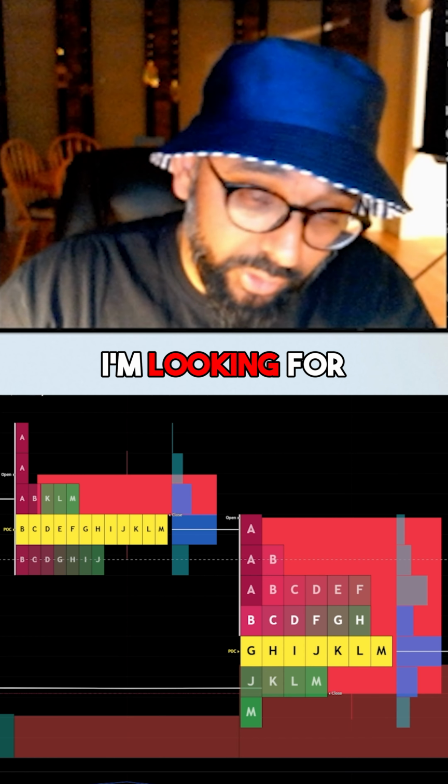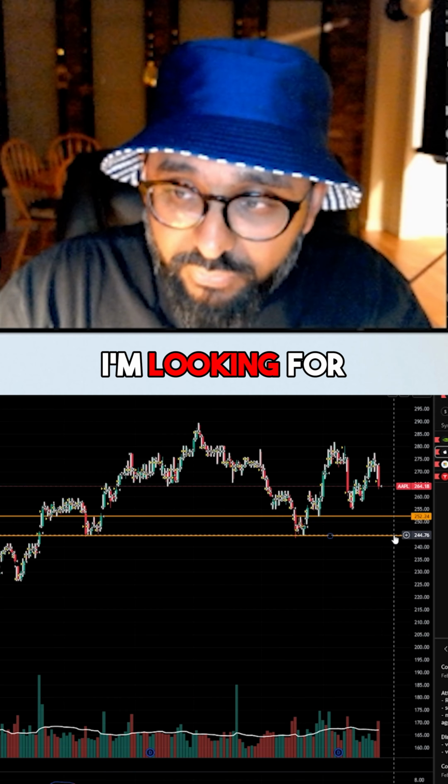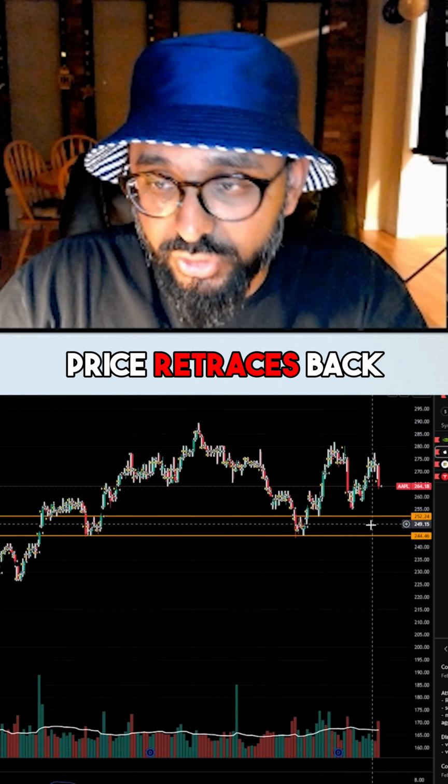Because I only long, I'm looking for seller exhaustion or buyer stepping in. I'm looking for the 244 to 252 level to see if price retraces back in this area here.